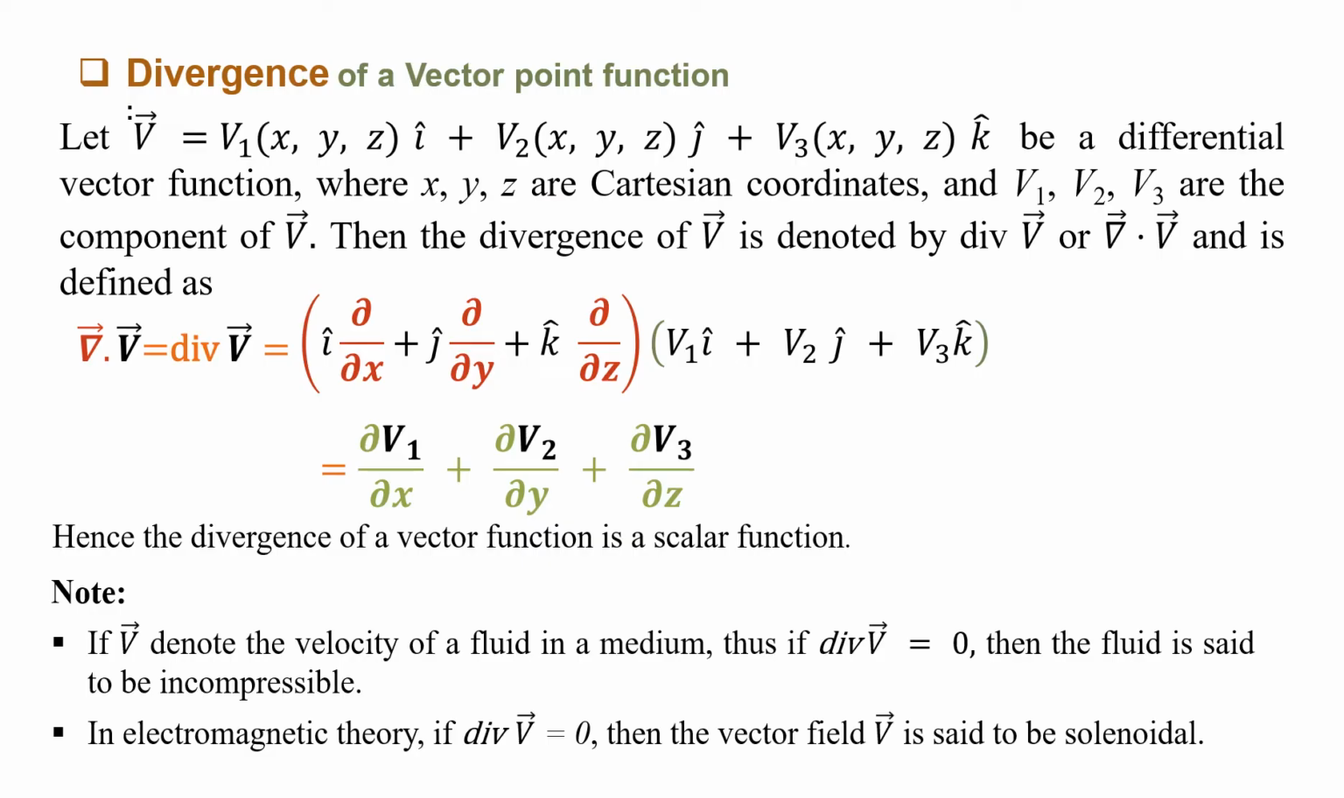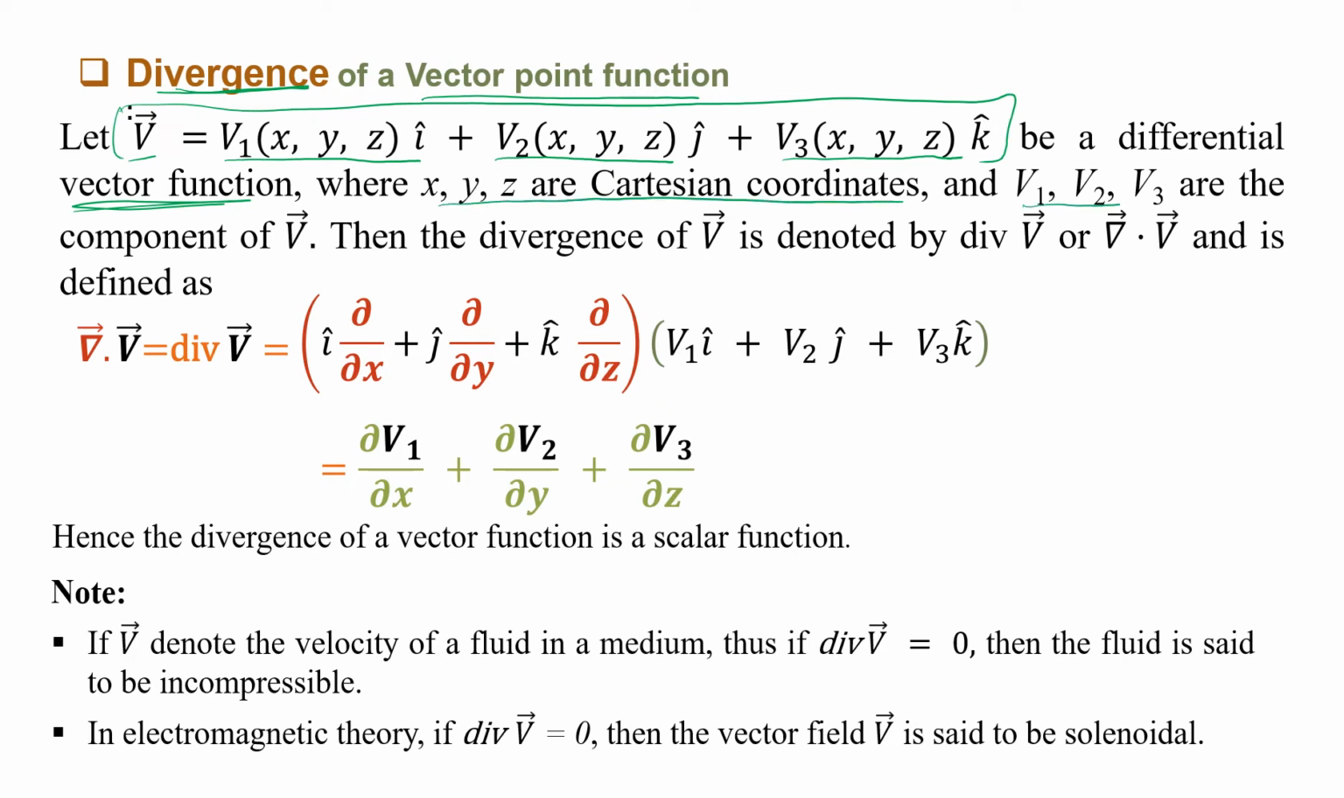Now the divergence is what? Divergence of a vector point function. So here, if we have a vector v, which is a function v1 i plus v2 j plus v3 k, be the differentiable vector function. This is a vector function where x, y, z are the Cartesian coordinates, and v1, v2, v3 are the components of vector v. Then the divergence of v is denoted by div v, or we can say del operator dot product of vector v, and is defined as del dot v, or we write div of v, that is the divergence of v.